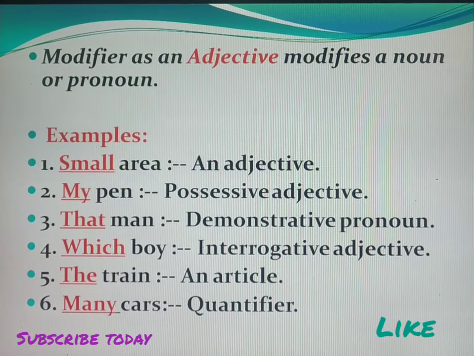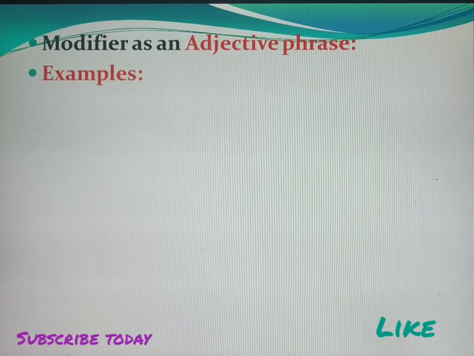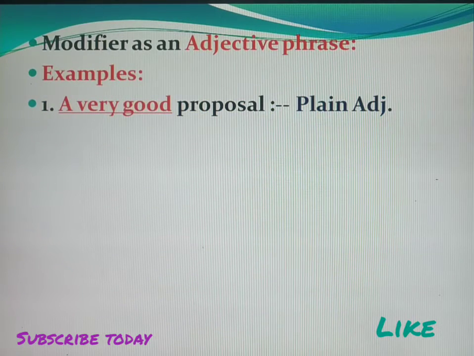So we find that adjectival function is performed by modifier when there is a single word. Different types of words, but they work as an adjective, so they add to the meaning of a noun, and so we call them modifier. Now, modifier as an adjective phrase. It also works as an adjective, but a group of words. Look at the examples, you will understand it.